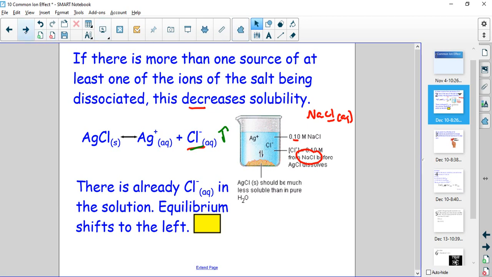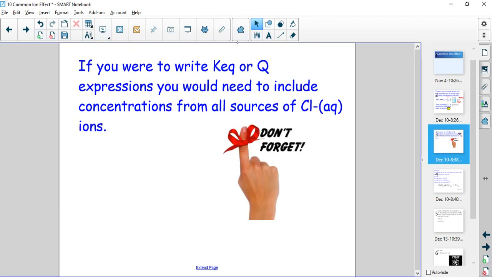Okay, let's move on. Want to mention this because we're going to be using KEQ, only KEQ, in the next set of examples. So whenever you write a KEQ expression or Q expression, your reaction quotient or your solubility constant in this case, you would need to include all sources for all relevant ions.